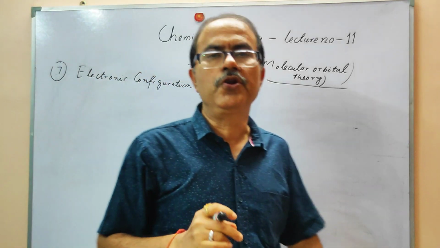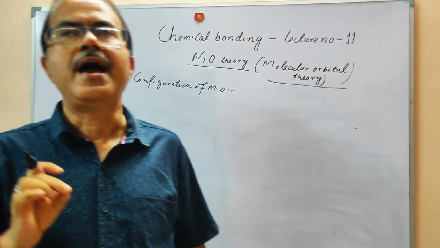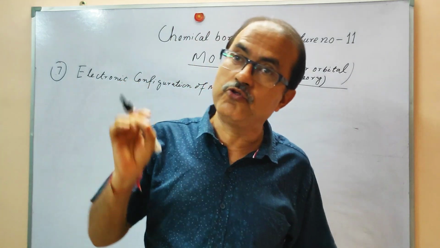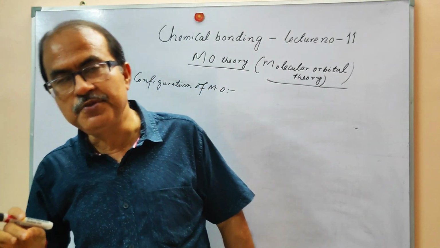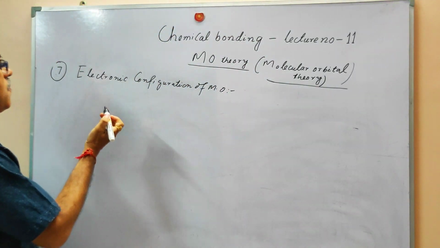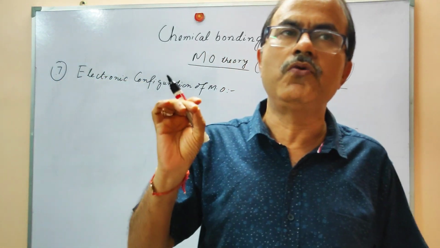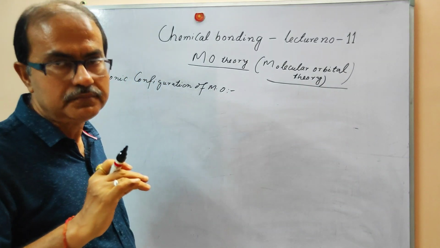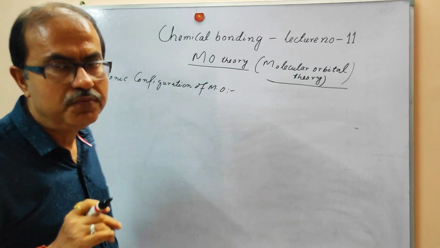Electronic configuration of molecular orbitals will be made as per the same principles we follow for atomic orbitals, that is the Pauli exclusion principle and Hund's rule of maximum multiplicity. So as per these principles, you have to arrange the electrons in order of increasing energy of the molecular orbitals. So what is the energy order of the molecular orbitals?